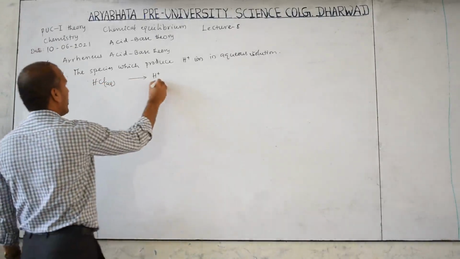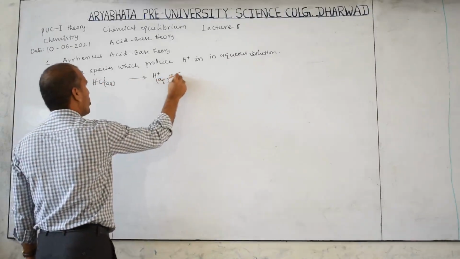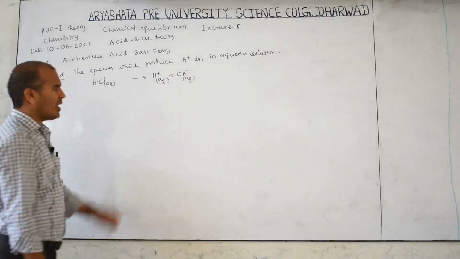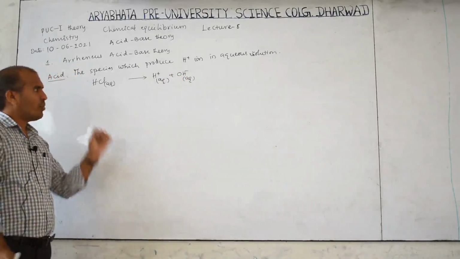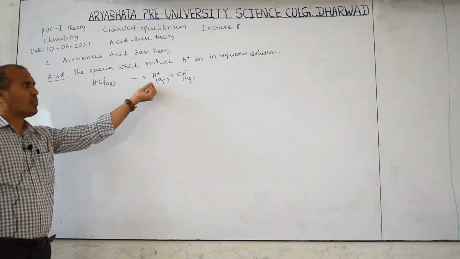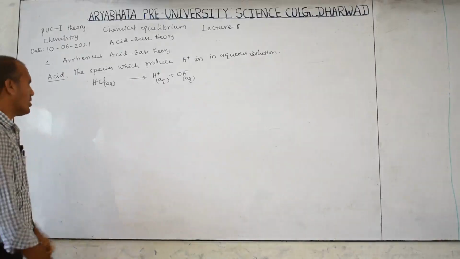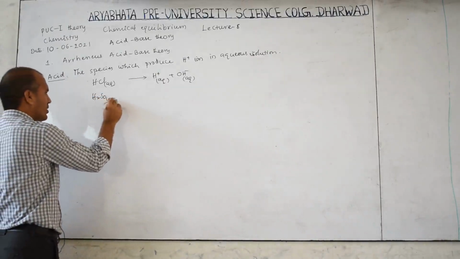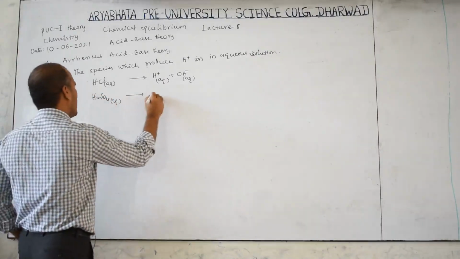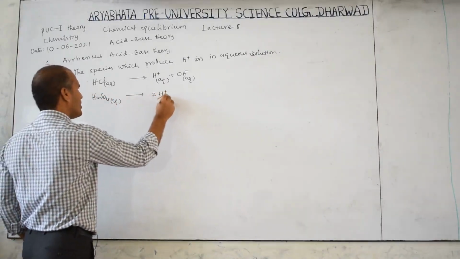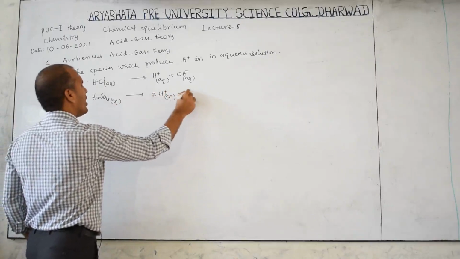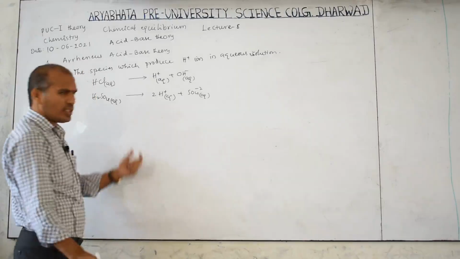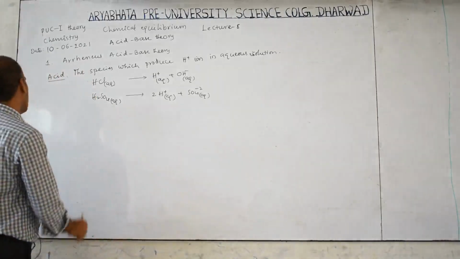Then this H plus aqueous, OH minus aqueous. So HCl is acid because according to this theory it produces the H plus aqueous. H2SO4 aqueous, according to this theory it is 2H plus aqueous and SO4 minus 2 aqueous. So this is also acid.